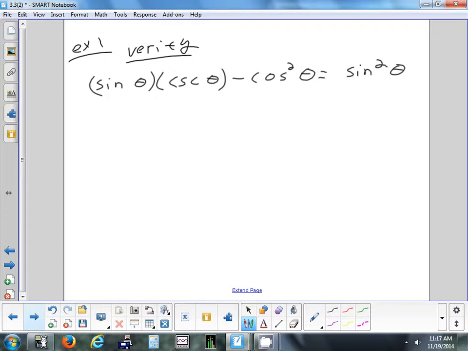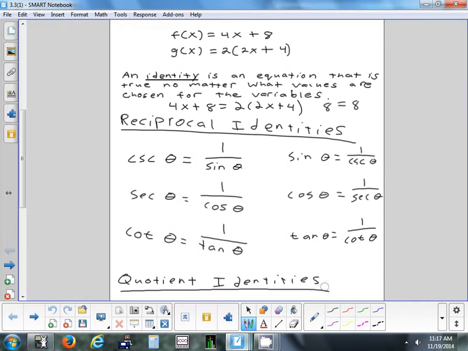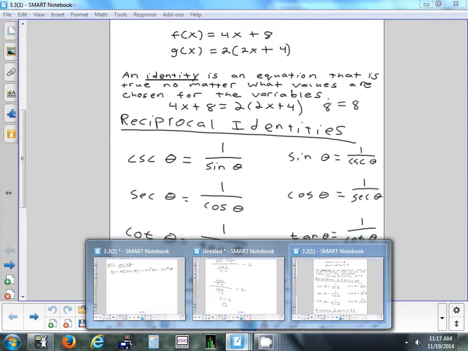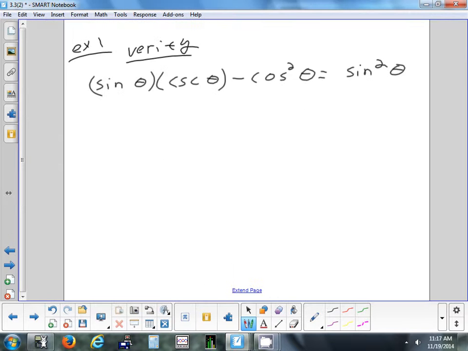We're going to use all the same tricks we already know: change to sines and cosines, look for a common denominator, and use the conjugate. Don't forget about the basic identities we learned yesterday, in addition to the three that we learned today. Okay, anybody have a suggestion what I could try to start out doing on the left-hand side? Change the cosecant. Yeah, let's change the cosecant.